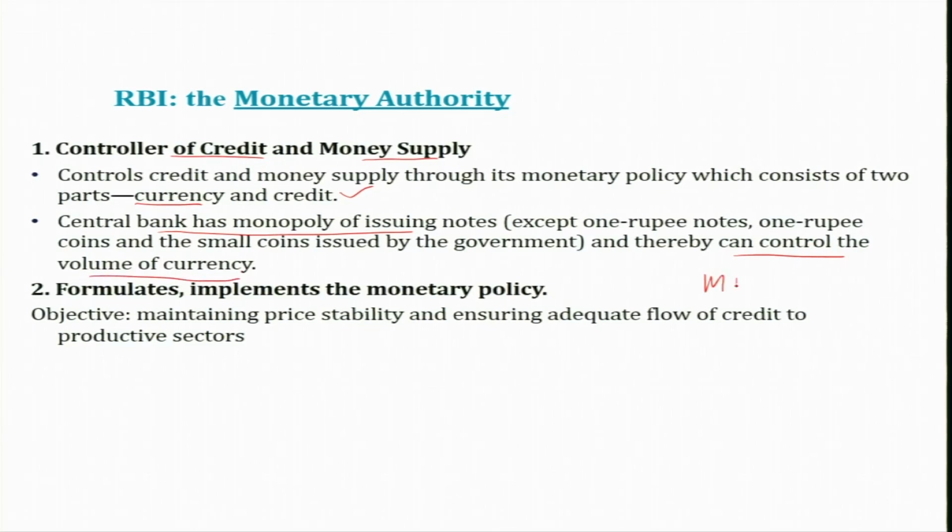And you also know that the monetary base is C plus R, and for C, the currency, the central bank has more control by printing or issuing new currency into the system. It also formulates and implements the monetary policy. The objective here is maintaining price stability and ensuring adequate flow of credit to productive sectors. Keeping that in mind, the Reserve Bank formulates and implements monetary policy.